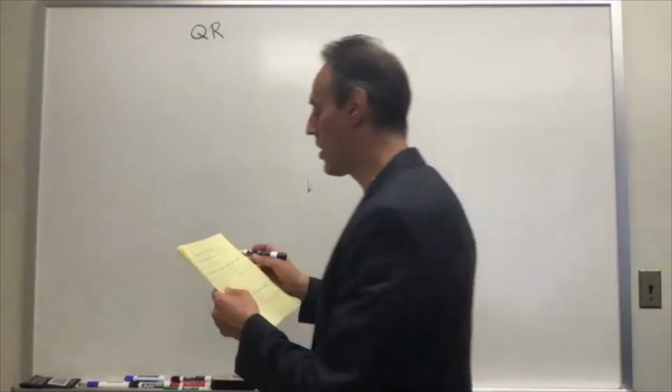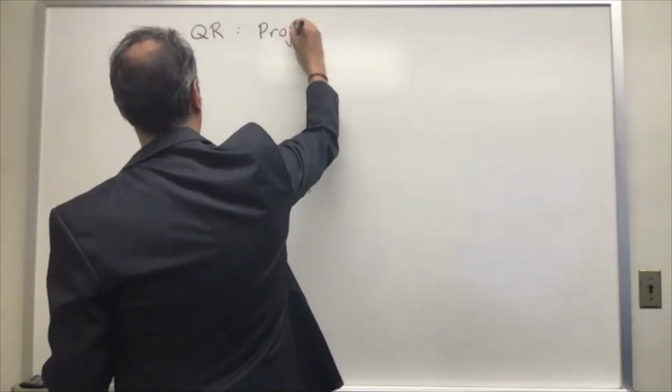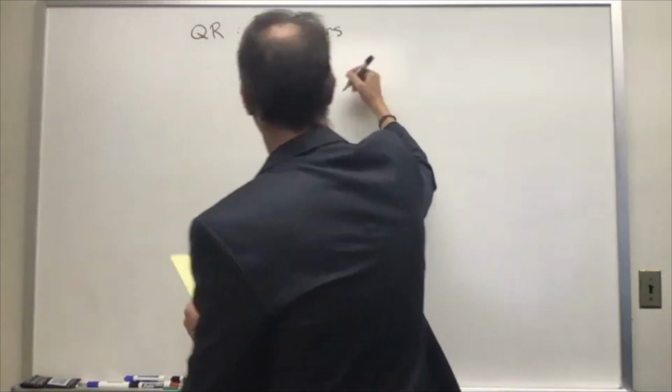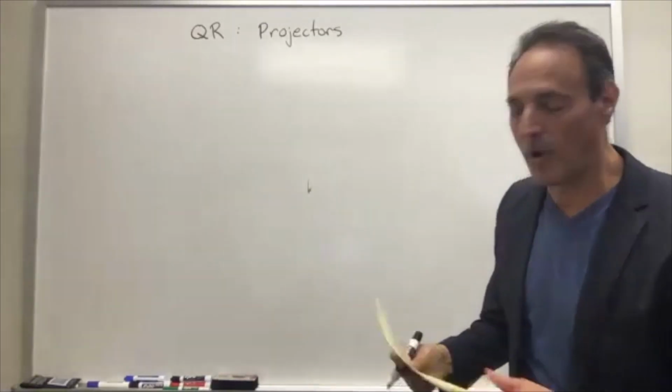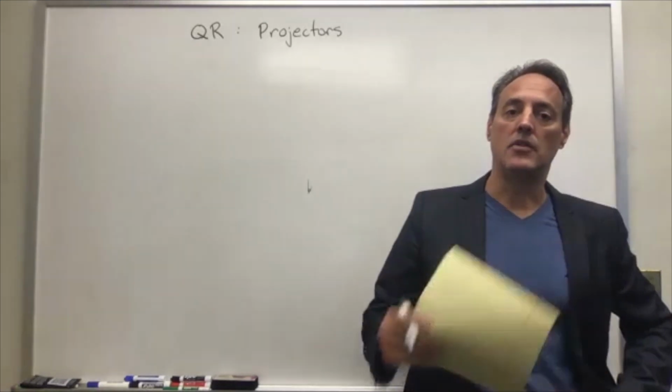Okay, so QR, and particularly today, we're going to talk about what are called projectors, and essentially a modified Gram-Schmidt formulation of how we're going to find this QR decomposition.